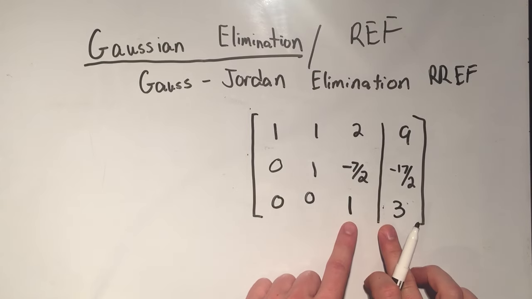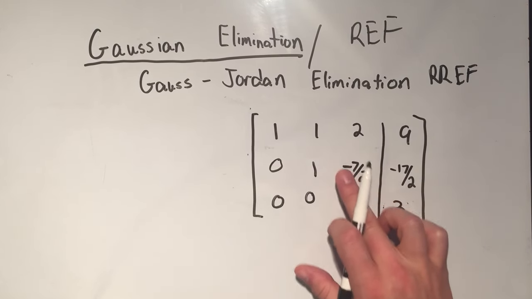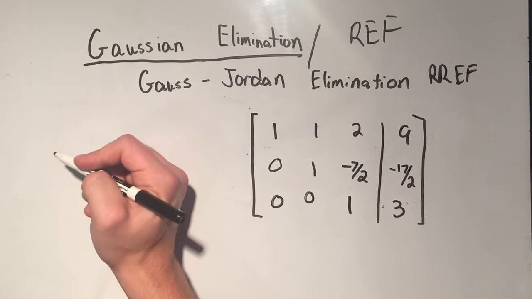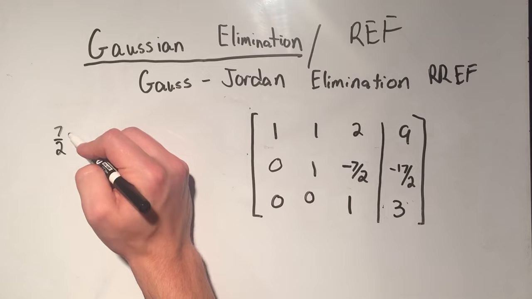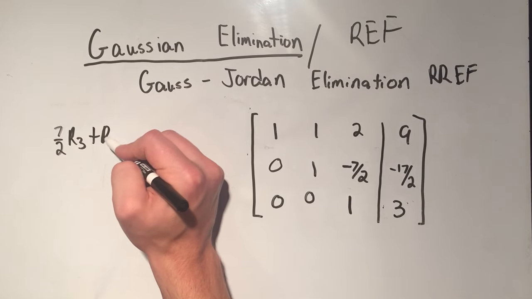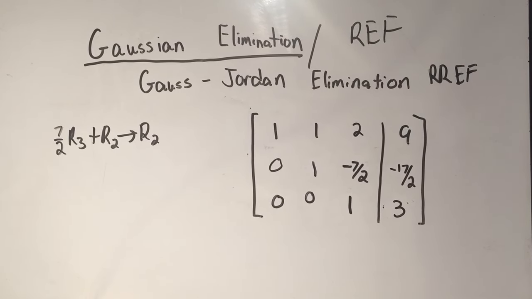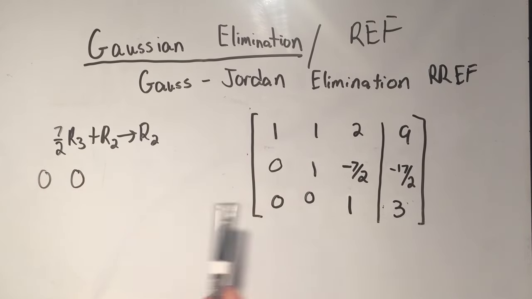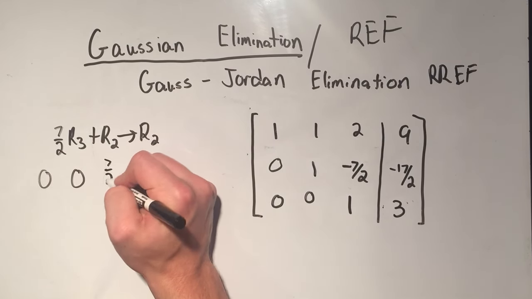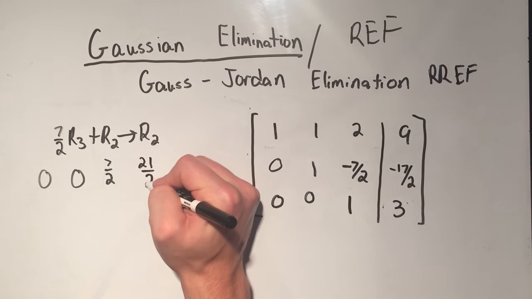So now I start with my third row, and I think, how can I add my third row to my second row so that there's a zero right here? Well, since this is already a one, if I take 7/2 times my row 3 and I add it to my row 2 to make that my new row 2, that should cancel the thing out right above. Because I've got 0, 0, 7/2 times 1 is 7/2, and then 7/2 times 3 is 21/2.